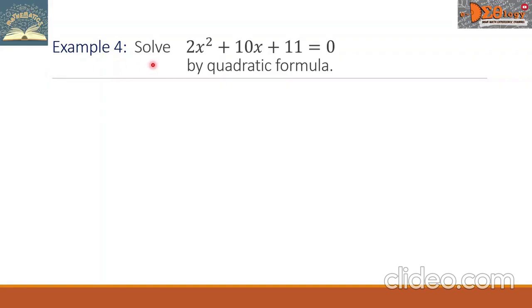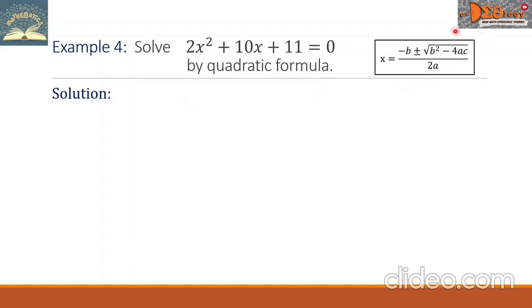Example 4. Solve 2x squared plus 10x plus 11 equals 0 by quadratic formula. We have our formula in here. Now let us collect the values of a, b, and c. The a is the coefficient of x squared. So we write here a equals 2. The b is the coefficient of x, and this is positive 10. And the c is the constant 11.